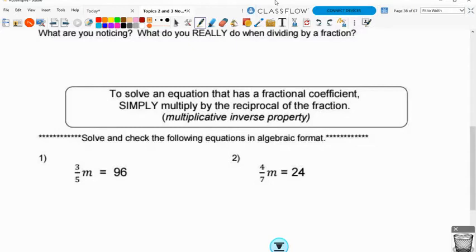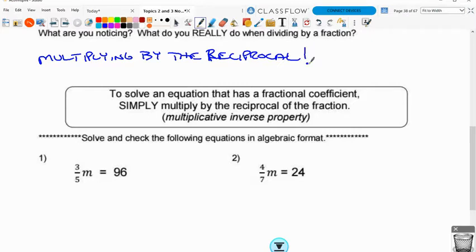Looking back at the last two examples, hopefully you noticed something. What are you really doing when you're dividing by a fraction? In order to isolate the variable, we divided both sides by the fraction, but to get the number, we actually multiplied by the reciprocal, just like we did back in topic number 1. In order to do the division, we turned it into a multiplication problem. We multiplied by the reciprocal in order to get our answer.